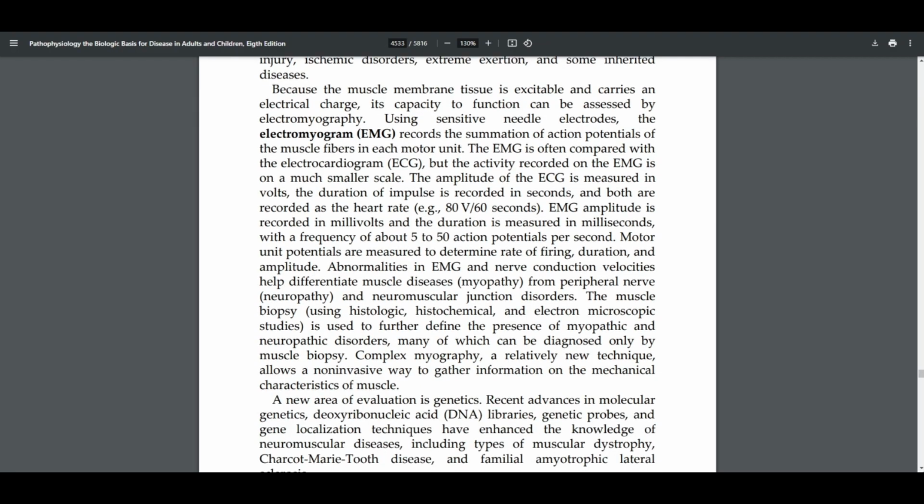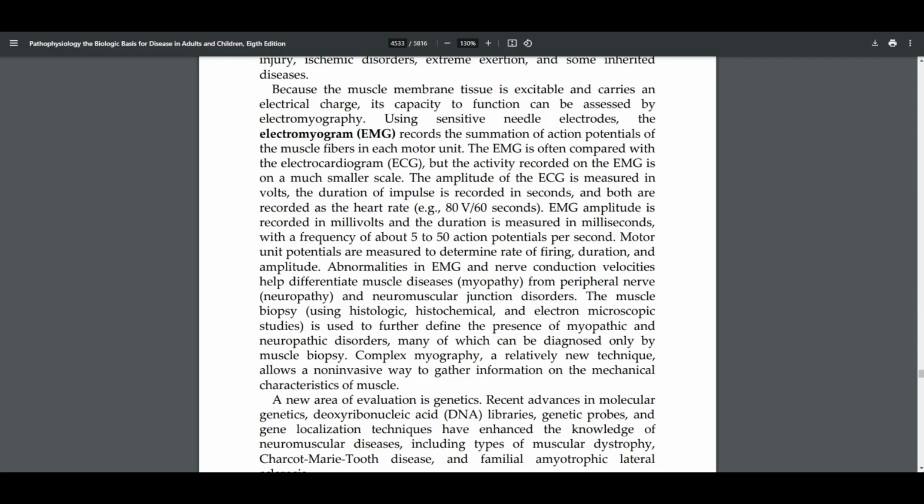Because the muscle membrane tissue is excitable and carries an electrical charge, its capacity to function can be assessed by electromyography. Using sensitive needle electrodes, the electromyogram records the summation of action potentials of the muscle fibers in each motor unit. The EMG is often compared with EKGs, but the activity recorded on the EMG is on a much smaller scale. The amplitude of the EKG is measured in volts. The duration of impulse is recorded in seconds, and both are recorded as the heart rate.